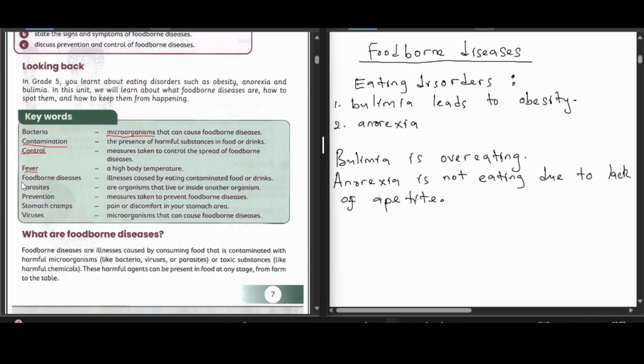What are foodborne diseases? Foodborne diseases, these are illnesses caused by eating contaminated food or drinks.